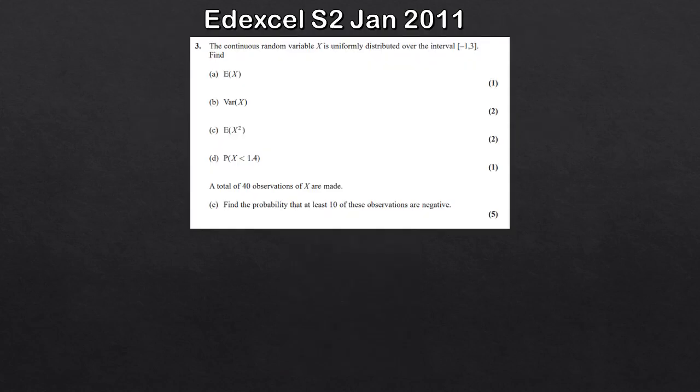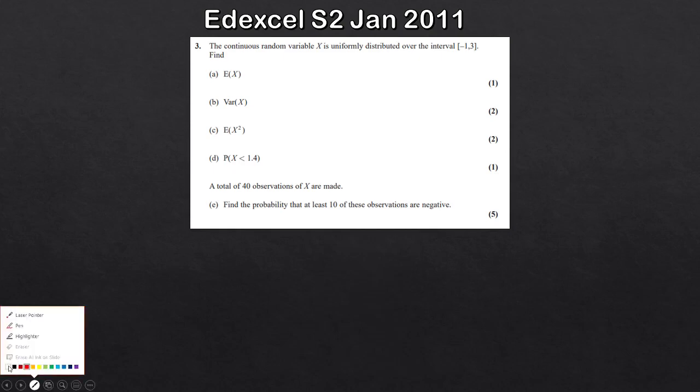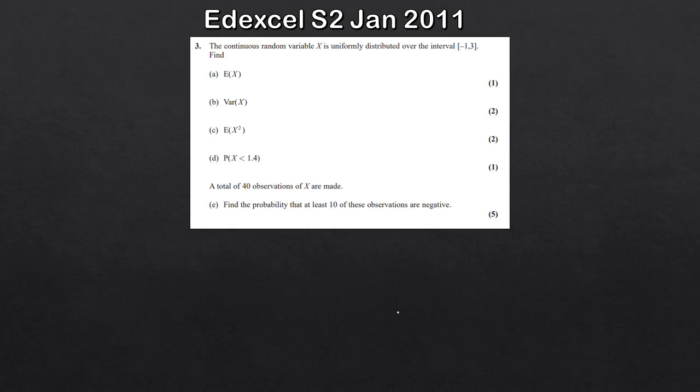So in this first question here, we're taking a look at an old exam question from S2. And we've got a continuous random variable x, which is uniformly distributed over the interval -1 to 3. Okay, so this question, it's nice in the way how it lays everything out. So the first part, we're just asked to find the expectation of x. So let's just do this. So question 3, part A.